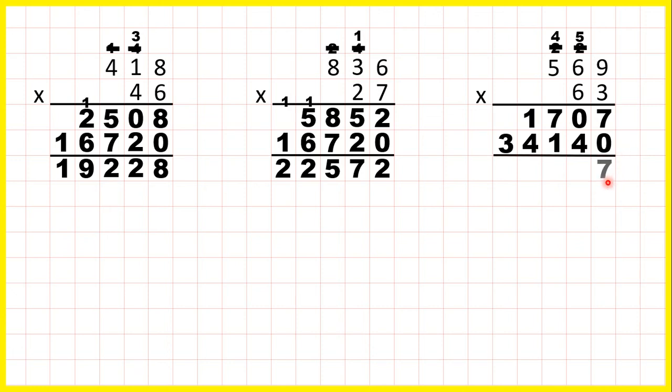So we can add up our answer lines. And our answer is 35,847.